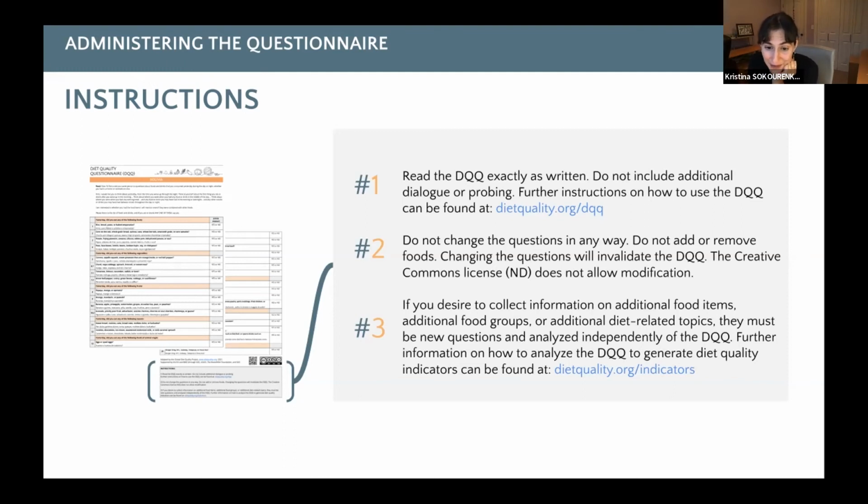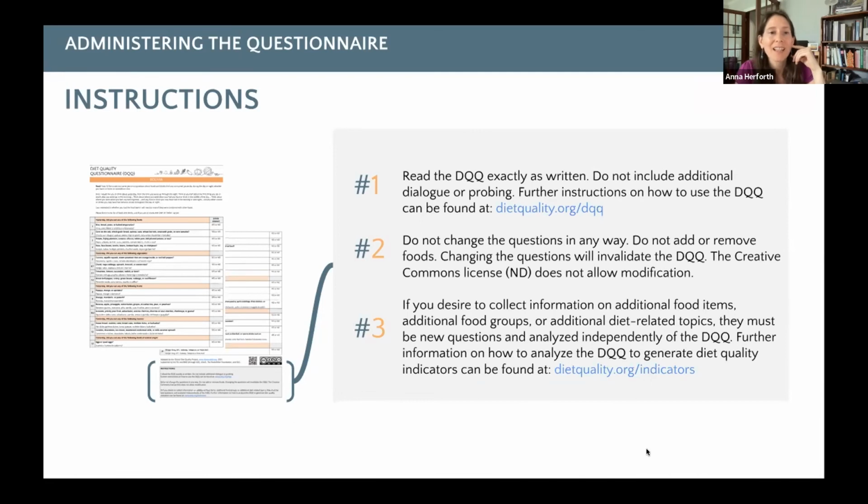You might want to ask about a specific type of food that you or your program or your country is promoting. So you're free to do this, to add your own questions, but this information has to be added at the end. And what this does is it makes sure that the information collected with the DQQ is valid and comparable across settings and across time.